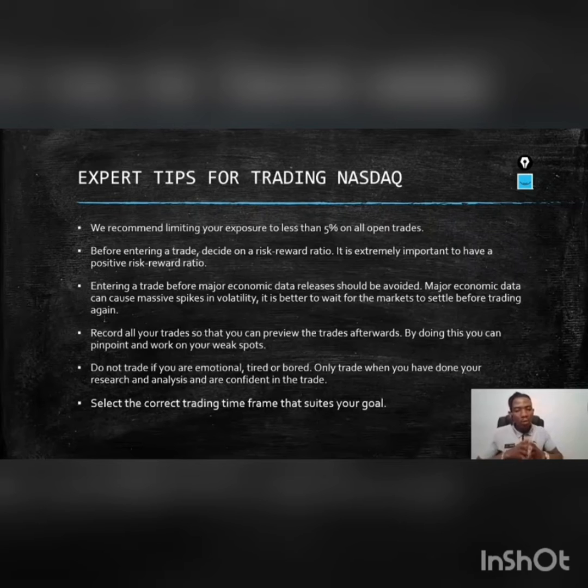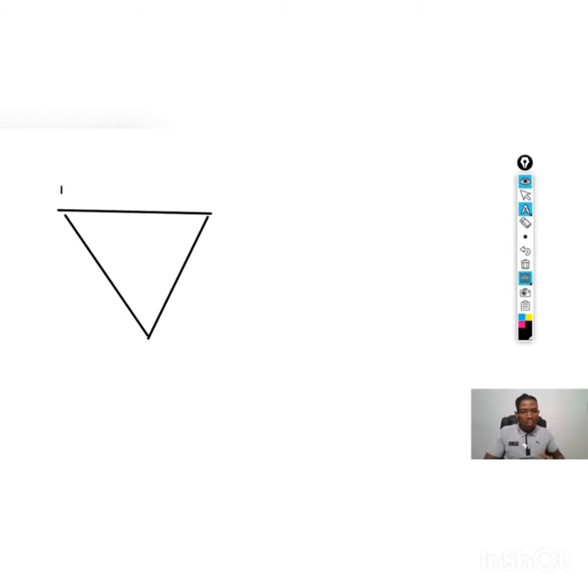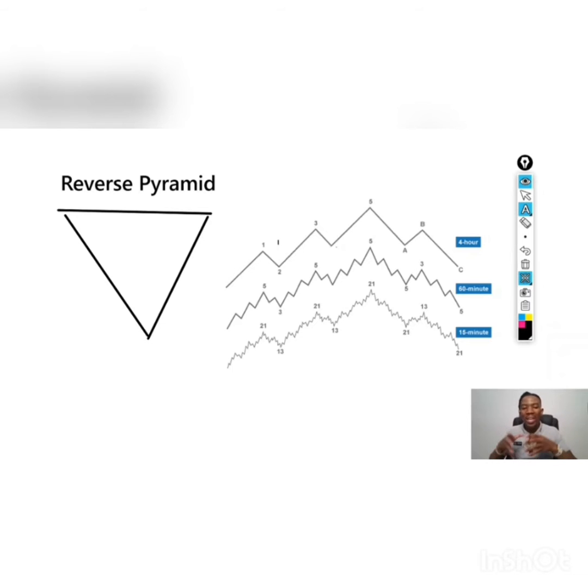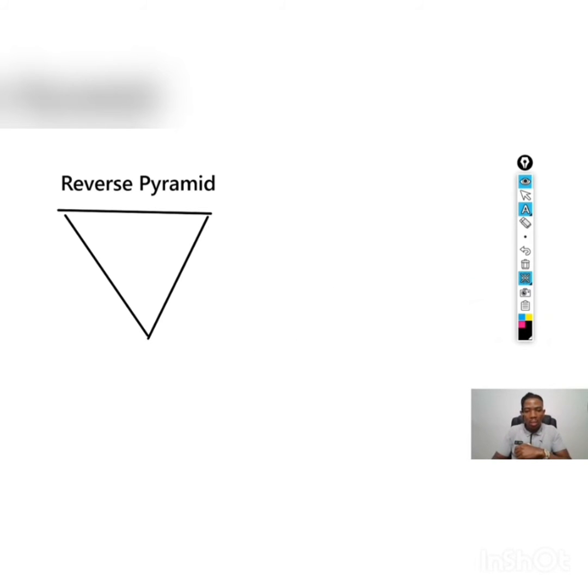Now, in terms of your trading, you have to make sure that you select a trading time frame that's going to suit your goal. In terms of time frame, guys, we recommend trading with a structure called reverse pyramid. Let me show you what I mean by that. We have a nice reverse pyramid here, as you can see, guys. The reason we're saying you have to trade with this kind of approach is to make sure that you know the overall direction before you enter each trade. We're going to start from higher time frames, and we're going to move into smaller time frames to pinpoint our entry points. So let me put that in writing.